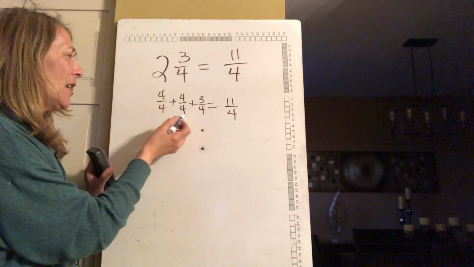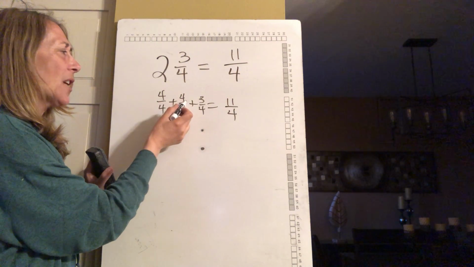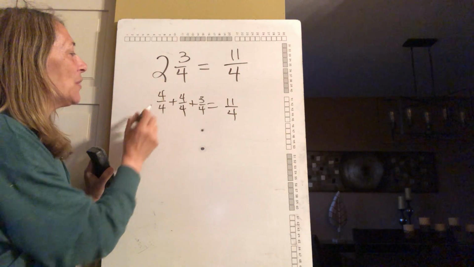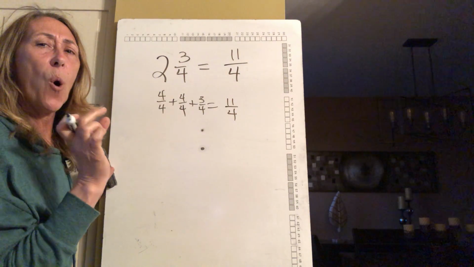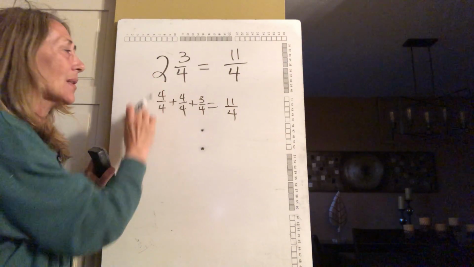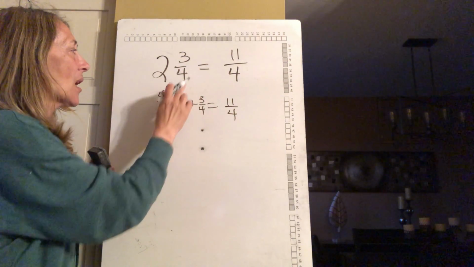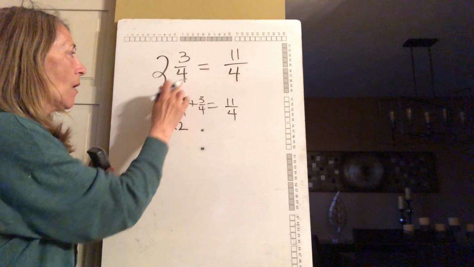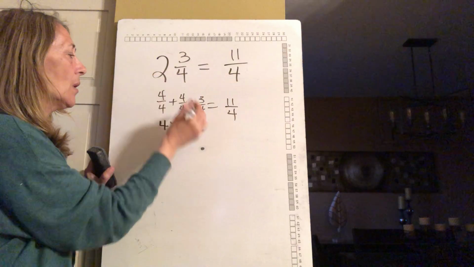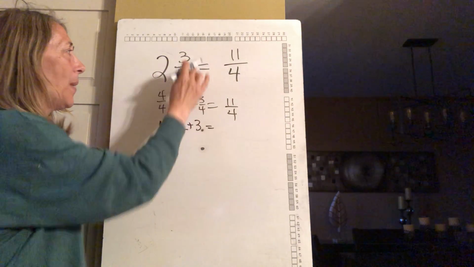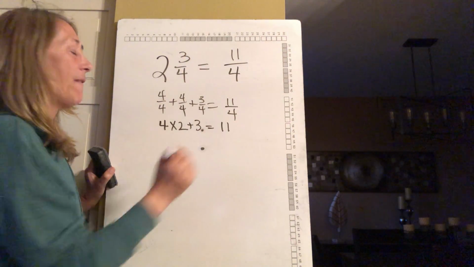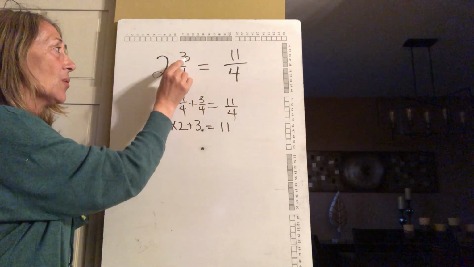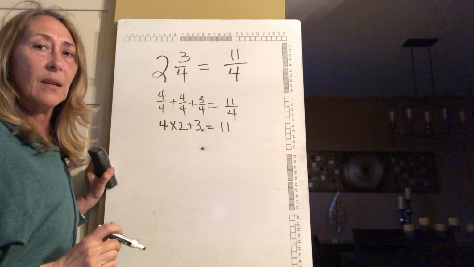But what did I do right here? This looks like 4 times 2. Doesn't it look like 4 times 2 because 4 pieces make a whole and I have 2 wholes? Then I added my 3/4. That looks like 4 times 2 plus my 3 equals 11. 4 times 2 plus 3 equals 11.